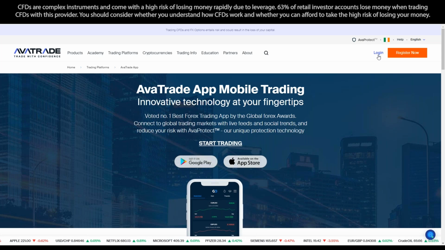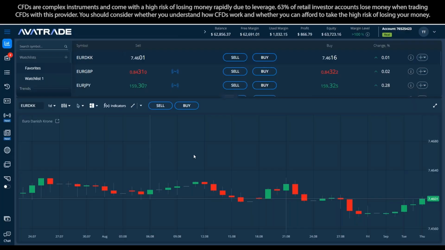So if we log in from the upper right corner here in our main website, we'll be in the web trader. And our focus today is fundamental analysis, and there's plenty of it to consider and look at.